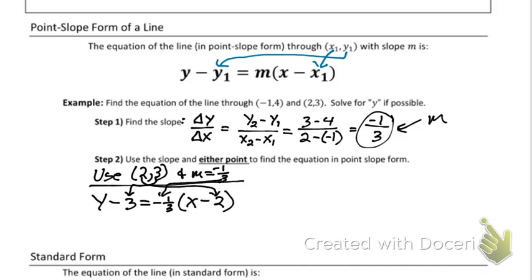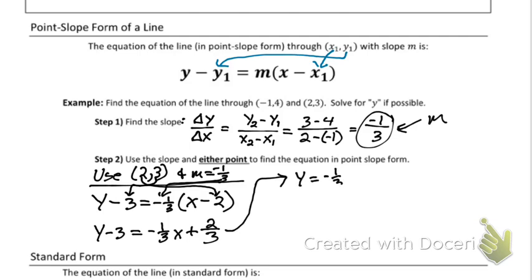All right, it says put it into slope-intercept form. The first thing we'll do is we'll distribute that negative 1/3. So we'll have y minus 3 equals a negative 1/3 x plus 2 over 3. Now we're going to add 3 to both sides. Well, when I add 3 to both sides, I guess I'll do it the long way. So we're going to add 3 to both sides. So we're going to have y equals negative 1/3 x plus 2 over 3 plus 3.